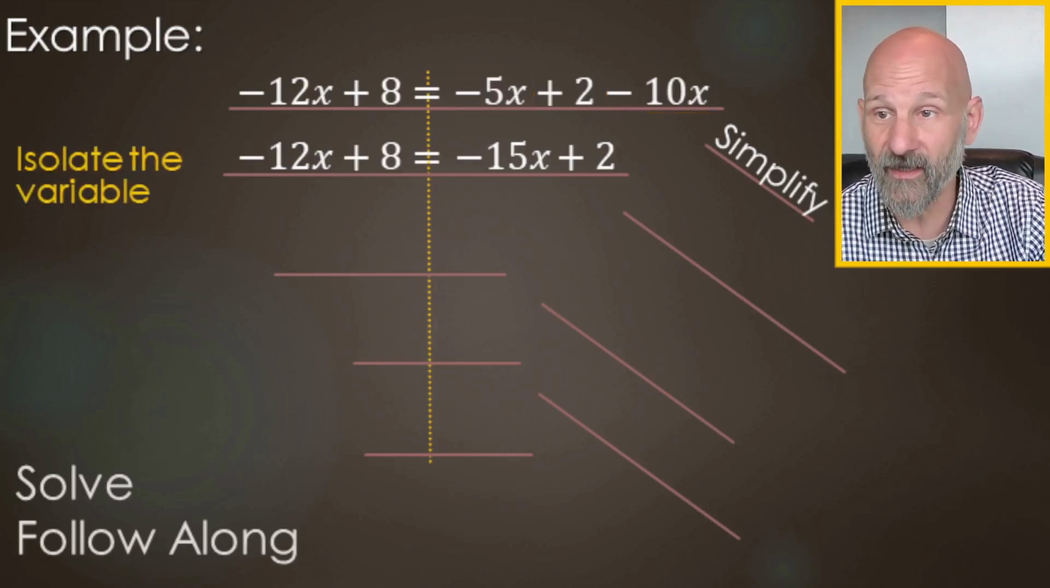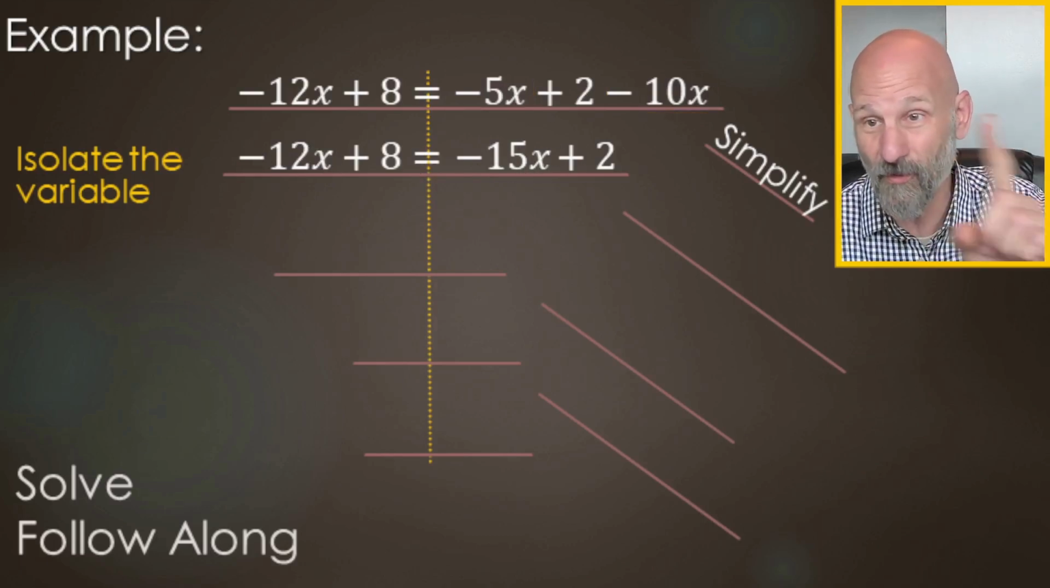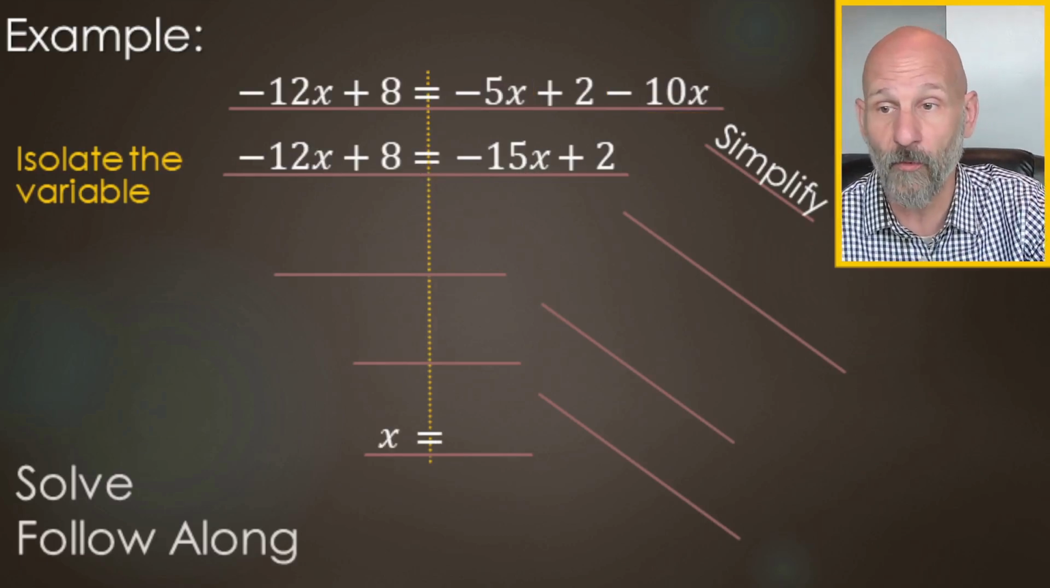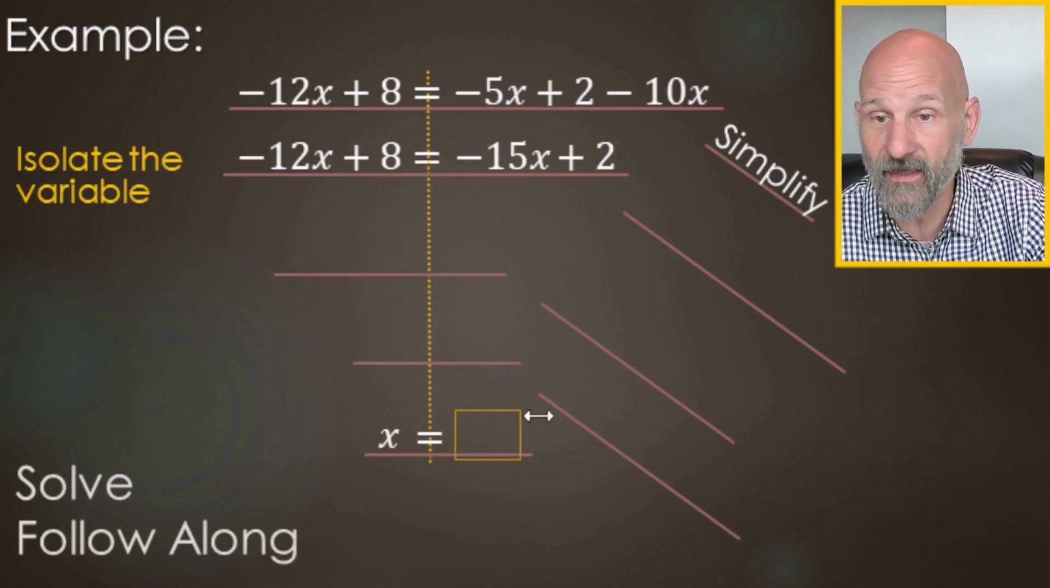So we want to isolate the variable. We got negative 12x's and negative 15x's. We got x's on both sides. We just want x's on one side or the other. So it looks like that. At the bottom of our work, we're going to want x equals.